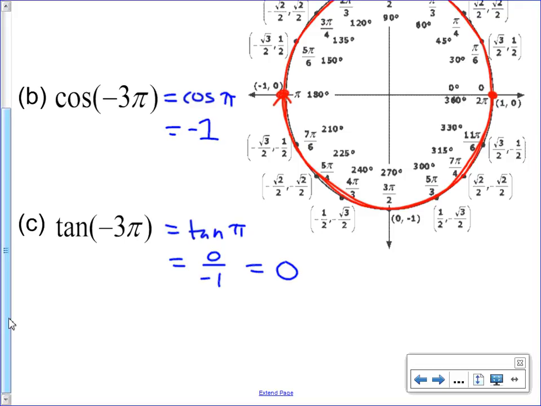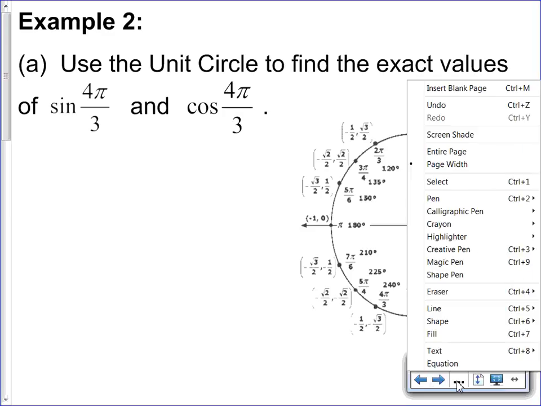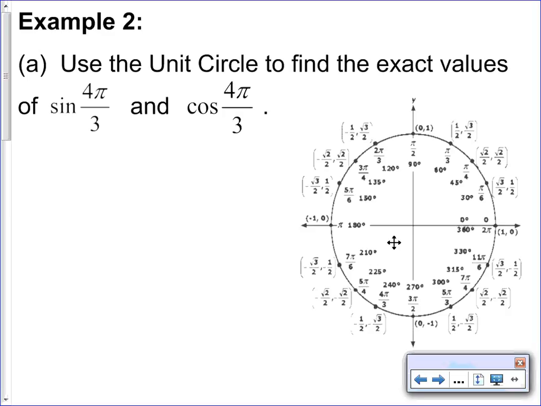Okay? Take that unit circle out. Here we go. Use the unit circle to find the exact values of the cosine of 4 pi over 3 and the sine of 4 pi over 3. So when you're looking at your unit circle, just find 4 pi over 3, which is right here. Right? There you go. So using all that information, it's easy to see that the sine of 4 pi over 3, which is the y, is -√3 over 2, and the cosine is -1/2.